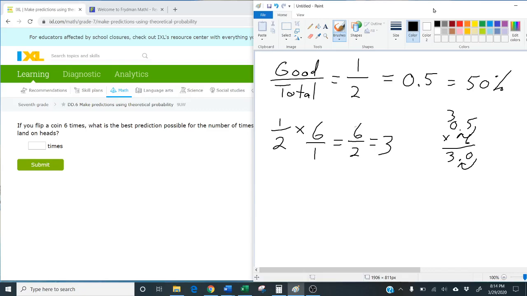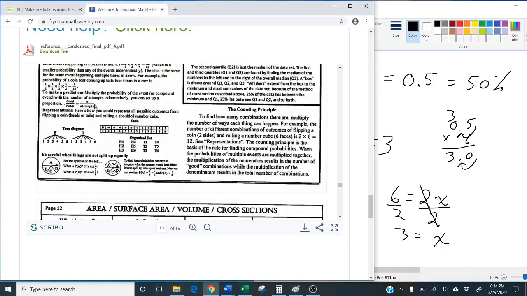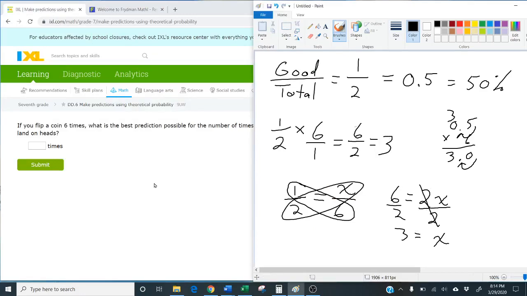Another way that I could have done that is to take the probability, 1 over 2, and set it equal to x over 6. Then cross multiply, we get 6 equals 2 times x. Divide both sides by 2. And we get x equals 3. All right, so that was using this strategy over here of setting up a proportion. It gives us, as you can see, the same answer.